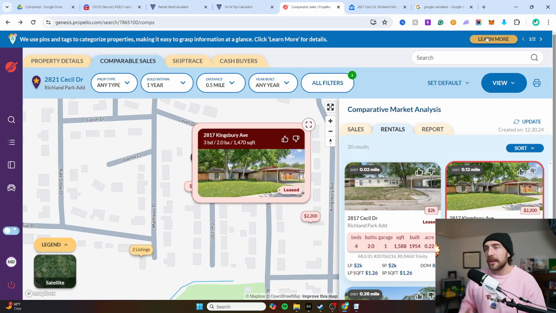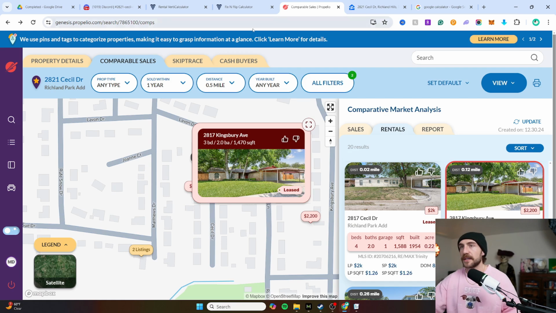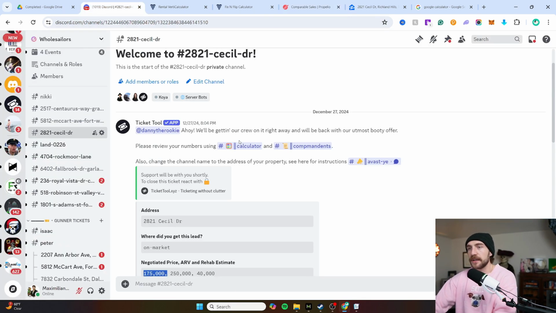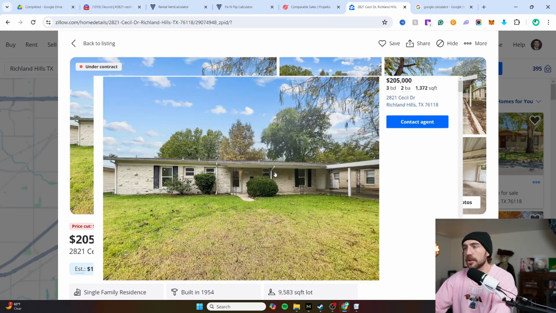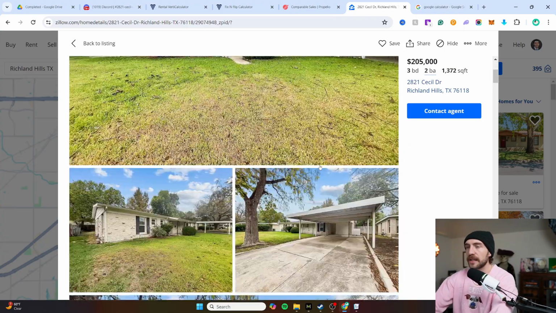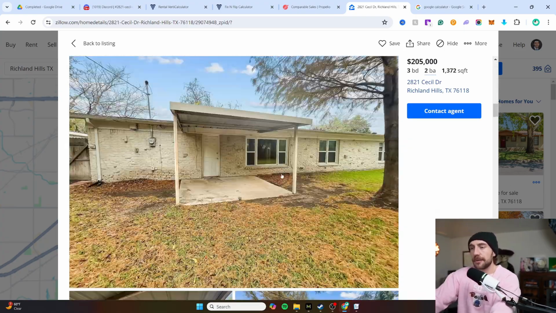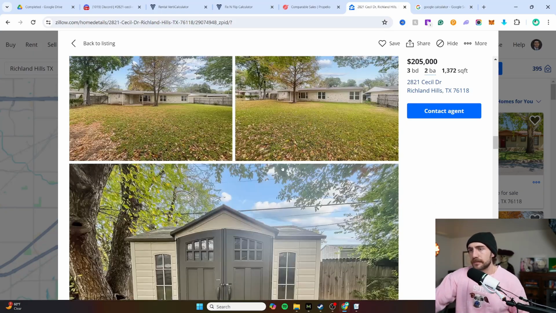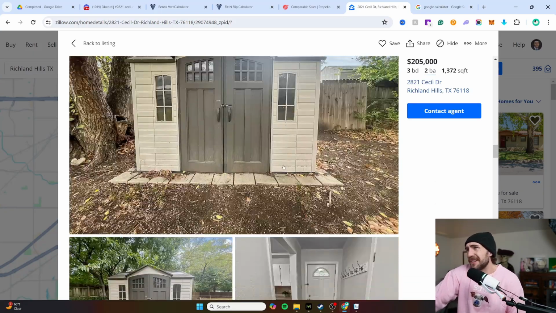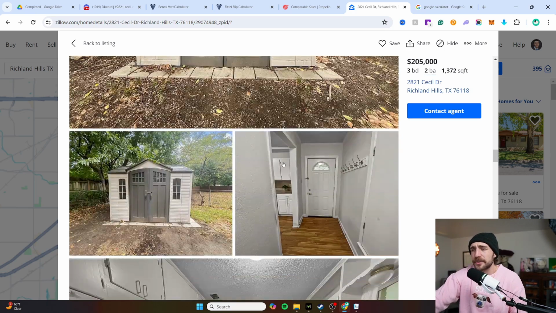But now that we have ARV, now that we have rent, we're missing one thing. Guys, what are we missing? Max, we got the information on the deal. Like what are we missing? Did we look to see what the repairs were on the house? No, we need to figure out what it's going to cost to repair this thing. Let's look at this house. So I'm looking at it. It looks fine. Maybe it needs a lot of work. I can't tell. Let's look at the inside.